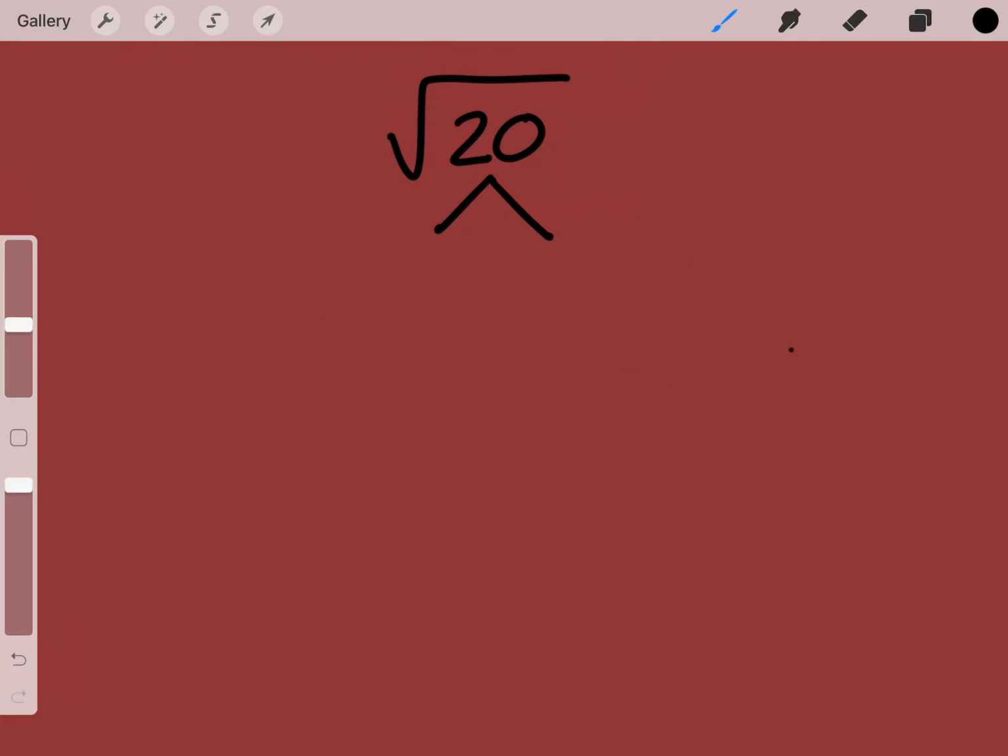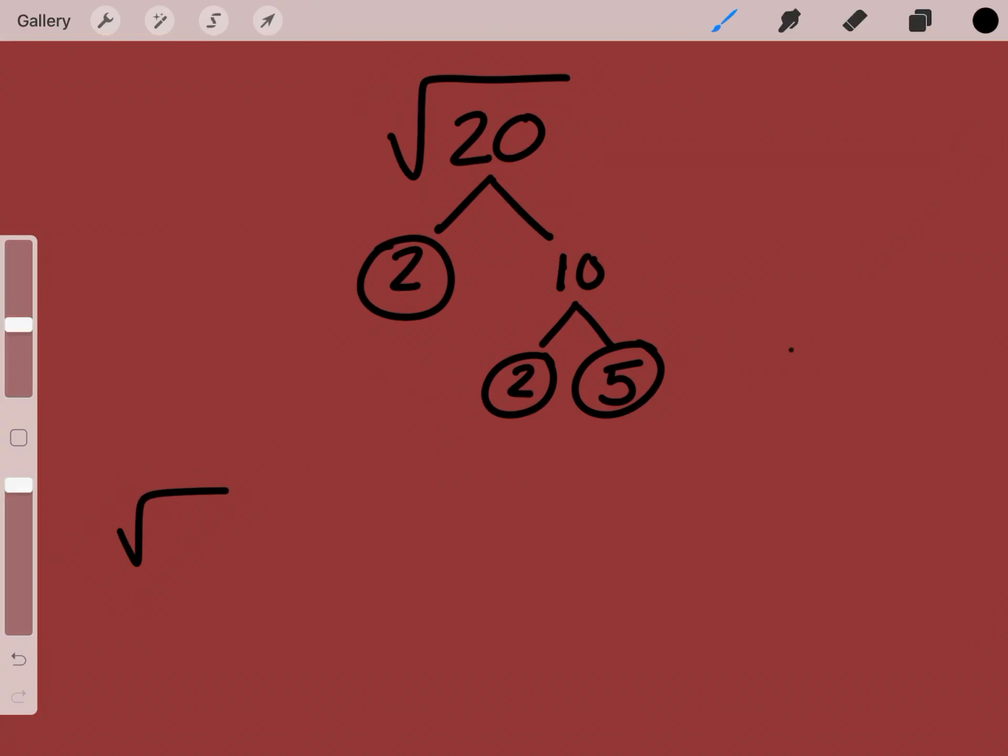So the factor tree of 20 would break it into 2 and 10. Whenever you get a prime number, I want you to circle it. 2 is prime, 10 is not. 10 can be factored even more. 10 then gets factored into 2, which is prime, and 5, which is also prime. So the square root of 20 can be rewritten as the square root of 2 times 2 times 5.